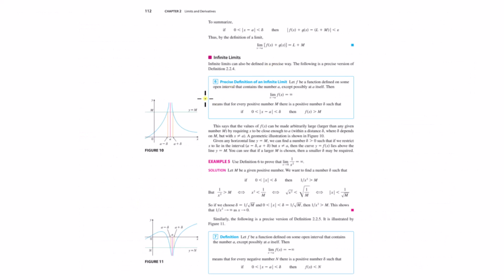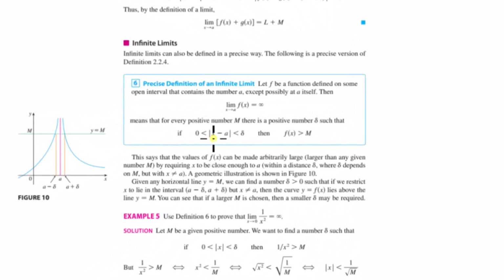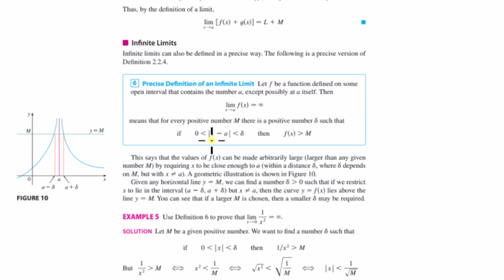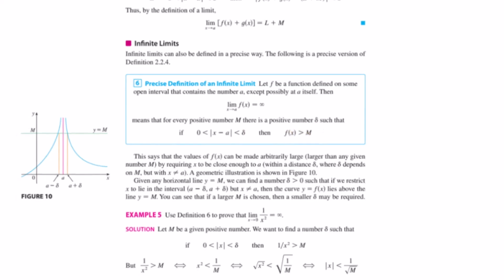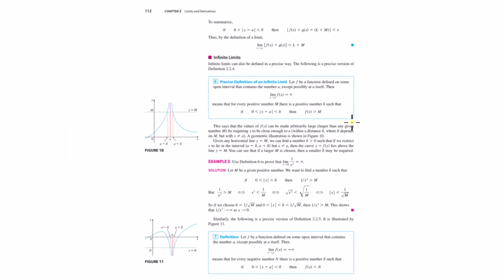Then they talk about infinite limits, the precise definition for infinite limits. It's a similar idea. You're saying that for any distance of x from a, left or right, that is less than delta, no matter how close, no matter how small you make this, there will always be some finite number M such that f of x is greater than M. They do this for infinity and negative infinity. And so, yeah, that's it. That is the precise definition of the limit.